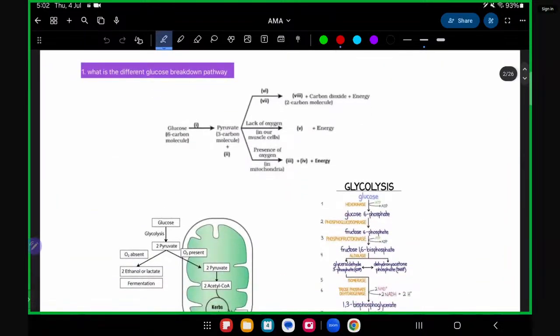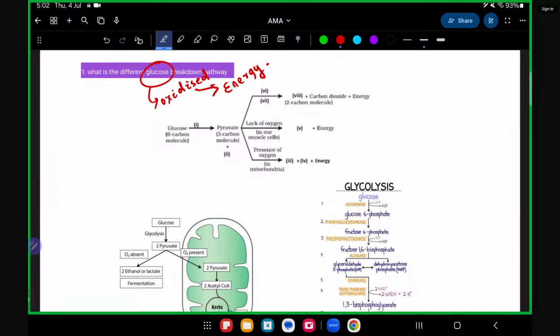First question is, what is the different glucose breakdown pathway? As we know, for all living organisms, glucose is the most significant source of energy, right? The carbohydrate we eat, the most essential of which is glucose. The glucose gets oxidized to give what? Energy.